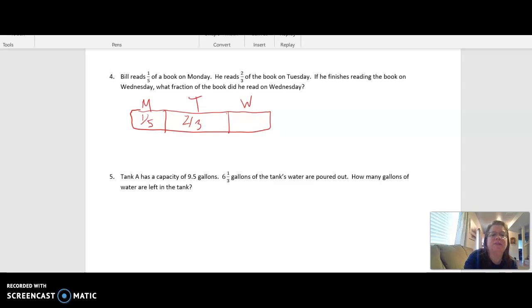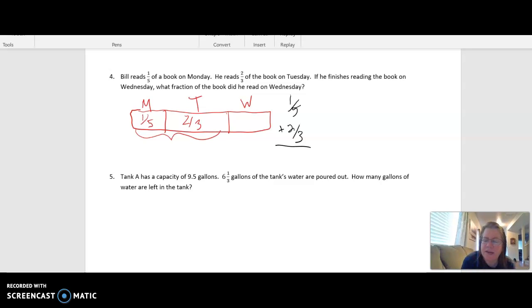Because what we need to know is, first of all, how much did he read on Monday and Tuesday together? And then we have to figure out how much was left from the whole on Wednesday for him to read. So instead of subtracting here, the first thing we've got to do is add Monday and Tuesday together to figure out how much he read then. So let's start there. We're going to add Monday and Tuesday. So 1/5 and 2/3. We're going to add those up.